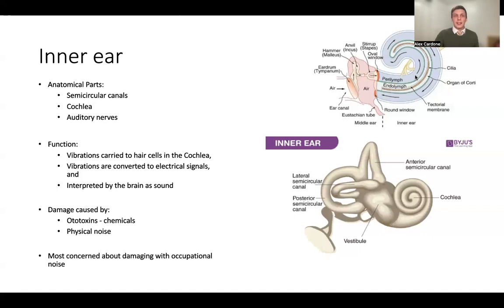The inner ear is the biggest concern whenever it comes to occupational noise. That's the thing we're trying to protect against the most, damage to the inner ear, because a lot of that, whenever it comes to physical noise, is irreversible. So any legal requirements that we talk about later are ultimately to protect against damage to the inner ear, which is very important to understand.